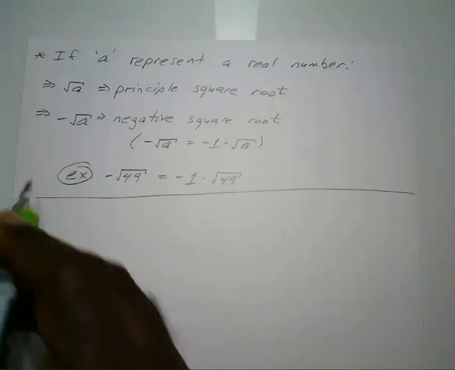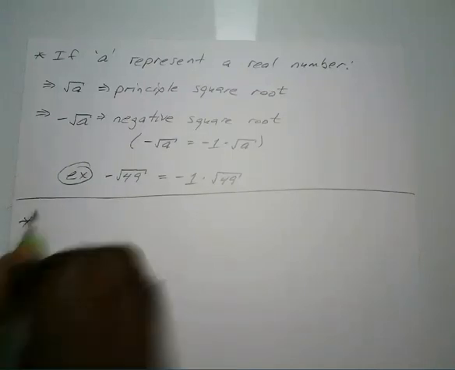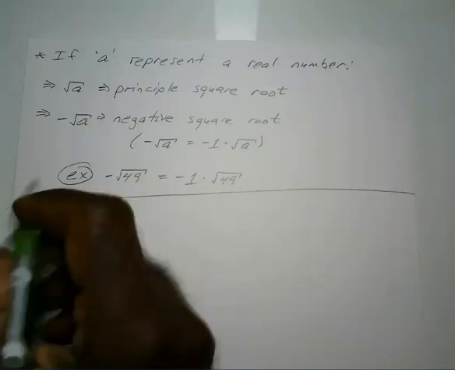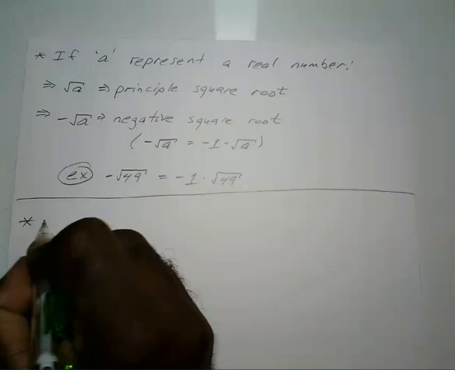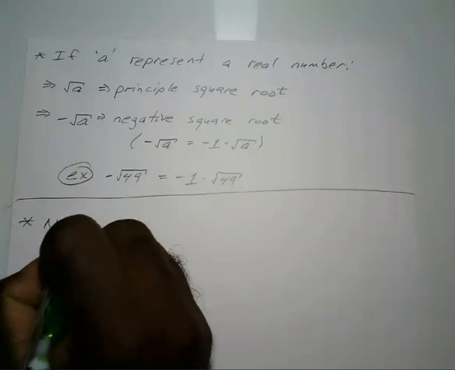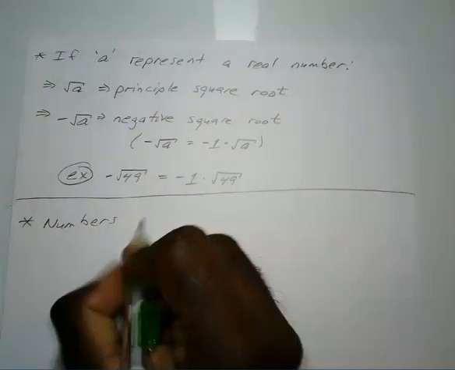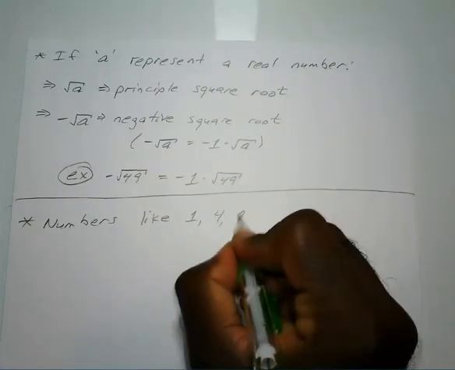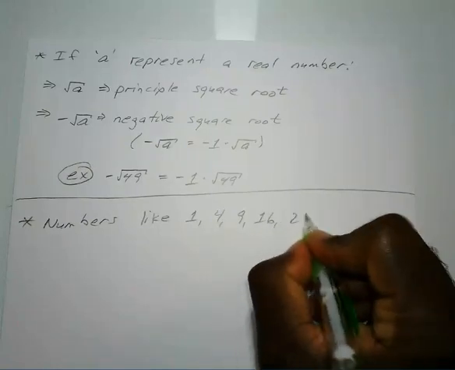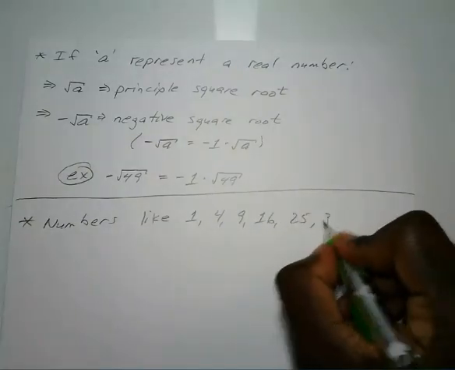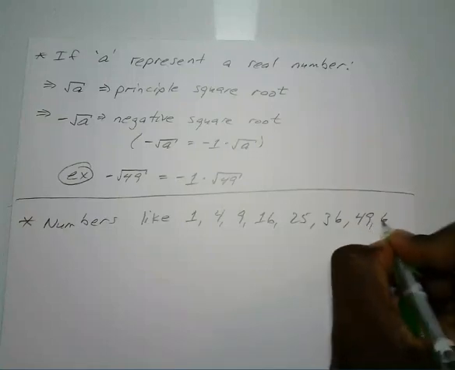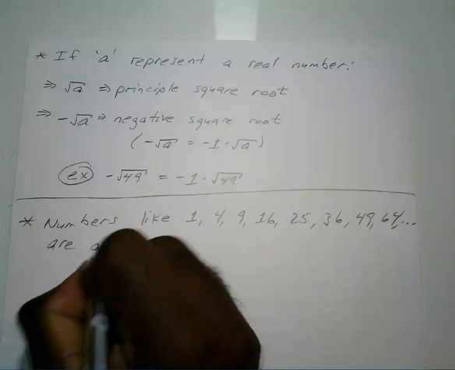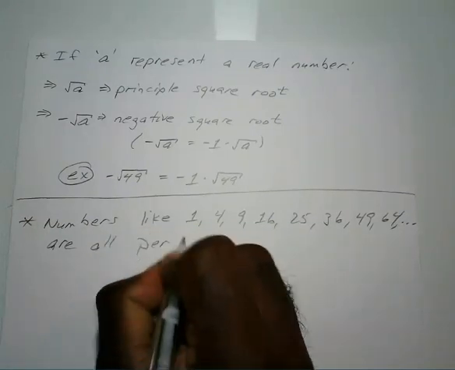Now, to really get an understanding of the type of square roots you're going to be seeing, we're going to start with, I guess you could say, two kinds. Numbers like 1, 4, 9, 16, 25, 36, 49, 64, etc. are all called perfect squares.